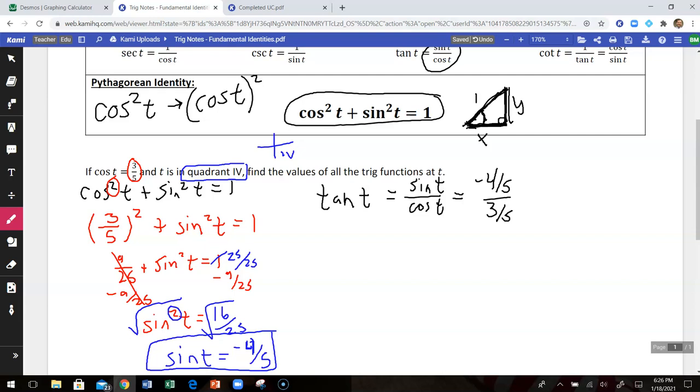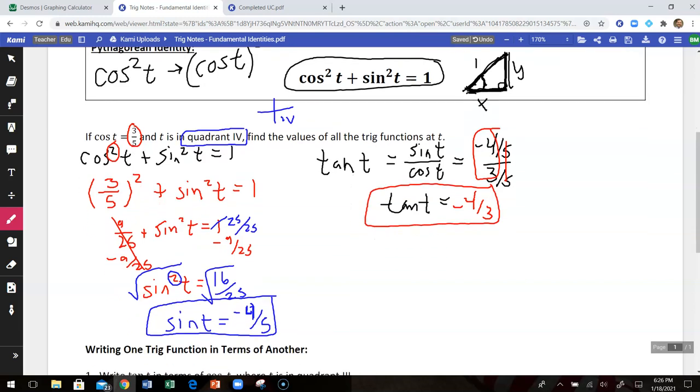So the tangent is simply going to be negative 4/5 divided by 3/5. So we can use our shortcut here that if the denominators are the same, they're going to cancel out. I'm just going to get this fraction here. So tangent of the angle t is negative 4/3. Okay, now as promised, the other 3 should be pretty quick.